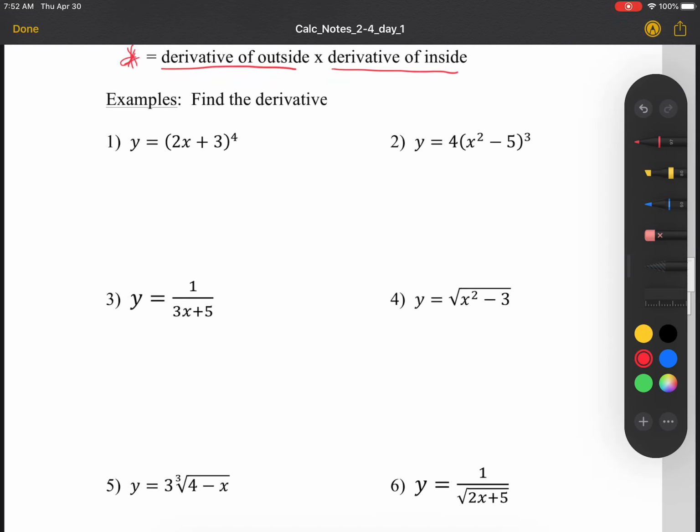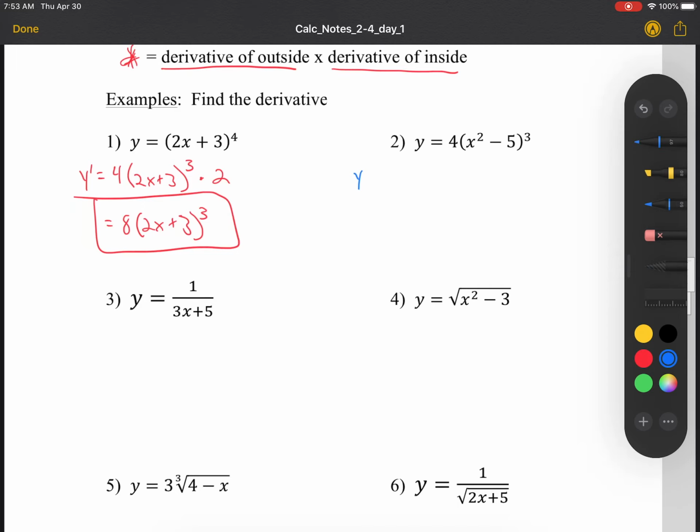So let's just dive into our examples. Not so many today, and I'm going to leave a couple for you guys to do on your own. So we got number one, y equals 2x plus 3 all to the fourth power. When we take the derivative, we're taking the derivative of the whole first thing, and we're multiplying it by the derivative of the inside. Multiply that all out. You get 8 times 2x plus 3 to the third. Boom.